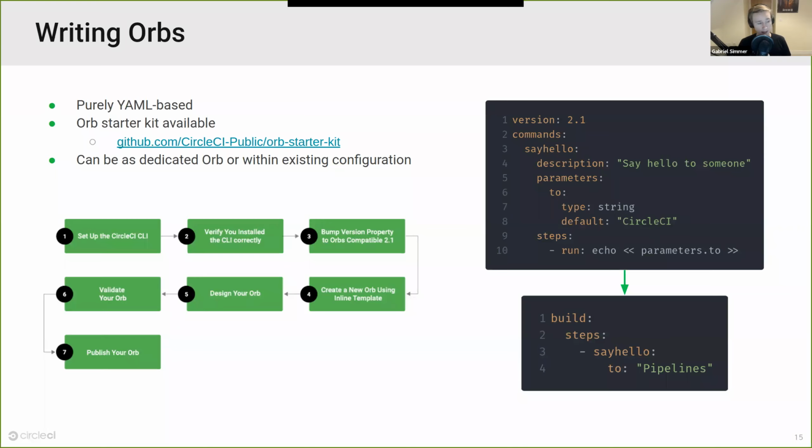And then we've defined the steps that we want to run and how we want to act when this particular command is called. All we're doing is echoing out the to parameter. And then you can see just below how we would call this in a configuration. We would call the say hello and then pass through a to value. So rather than having to type out run echo parameters or run echo pipelines, you'd instead just call say hello to pipelines.